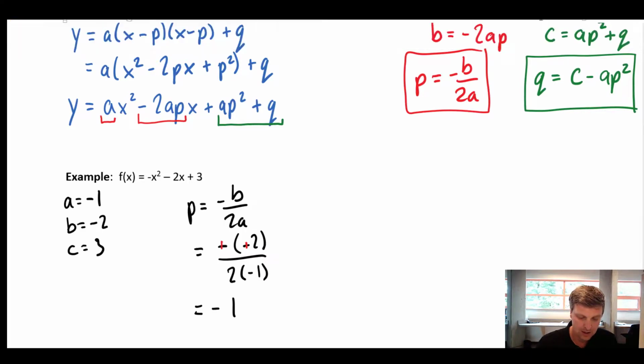And then my Q value is going to equal C minus AP squared. So C is 3, and I'm going to subtract from that A, which is negative 1, times P, which is also negative 1 squared. And that's going to equal, well, this negative 1 squared is going to cancel out that value. And then this negative sign and that negative sign are going to cancel out. And I'm going to end up with 3 plus 1 is 4.